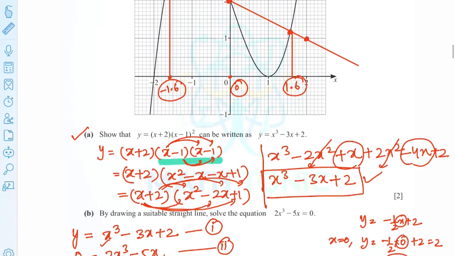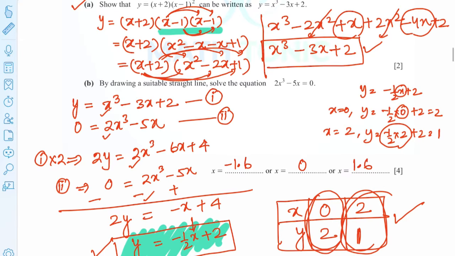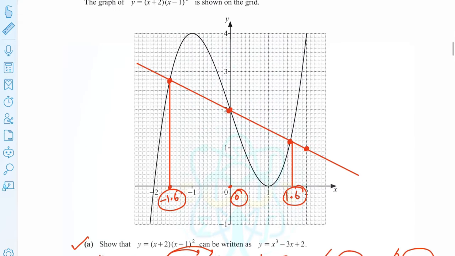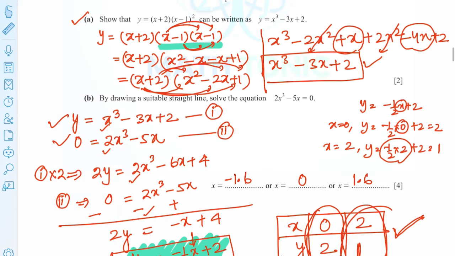Got it, everyone? This question is a little bit lengthy, but I hope you can understand. If I'm going very fast, again I'm saying pause the video and learn it properly. So basically what I did is I tried to solve this simultaneous equation, cancel this out, got the straight line equation, right? Try to find out the two coordinates here, then draw it on this graph paper so that we can get the intersecting points of these two, one straight line and one curve. We got the x values minus 1.6, 0, and 1.6. That's the answer for this question.